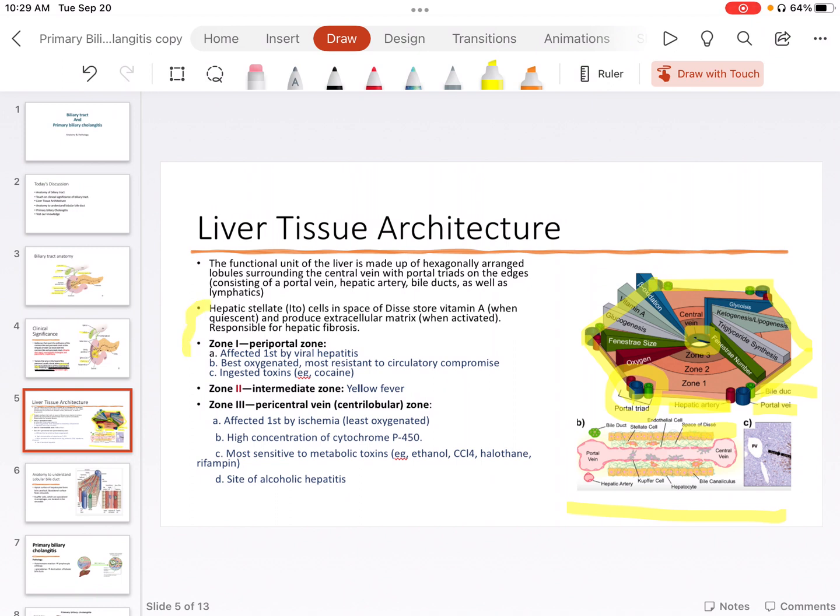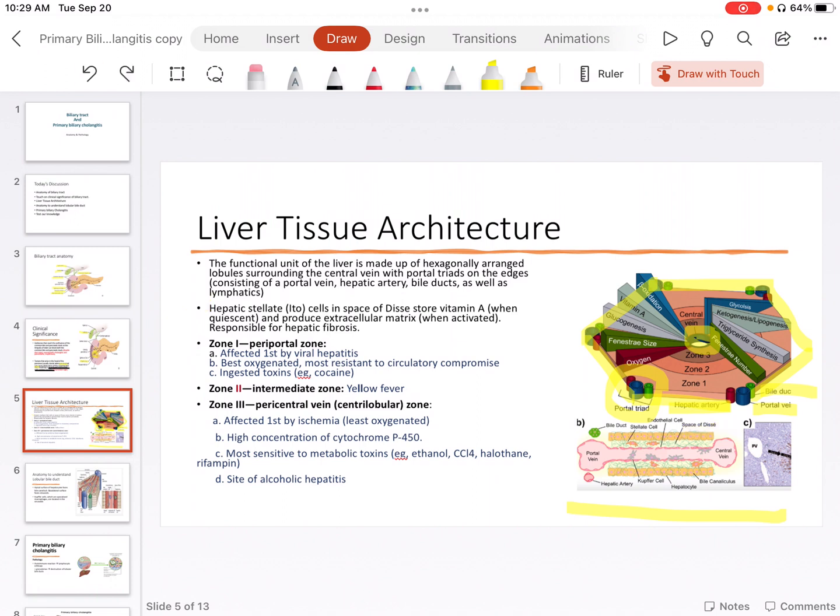What's going on there? There is vitamin A, which is supposed to be stored in the space of Disse, or in the hepatic stellate cells. They are producing lots and lots of extracellular matrix, which is leading to hepatic fibrosis when there is an abnormality. Okay, so now we will take a look at zone 1.